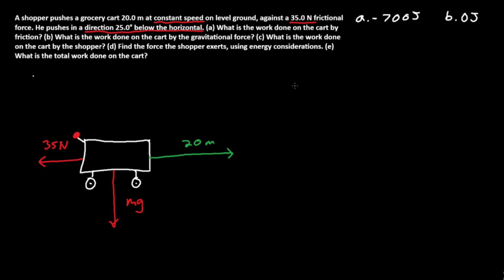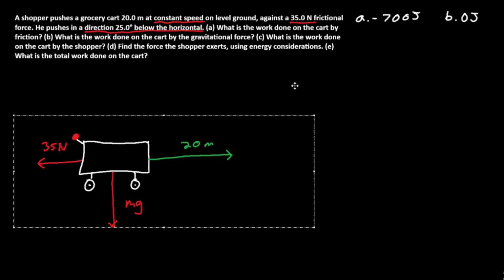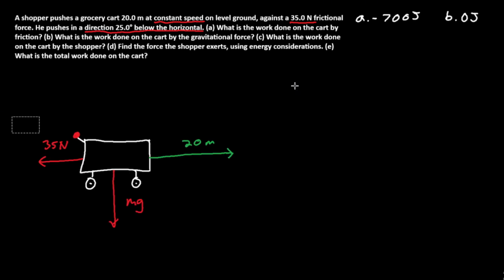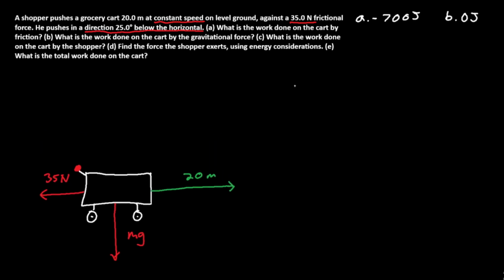Okay, let's do C. What is the work done on the cart by the shopper? Remember, this shopper is pushing at 25 degrees below the horizontal. If they're pushing on the handle, this is kind of what the force would look like, 25 degrees below the horizontal. Horizontal is parallel to the floor, and you'll have a 25 degree angle here.